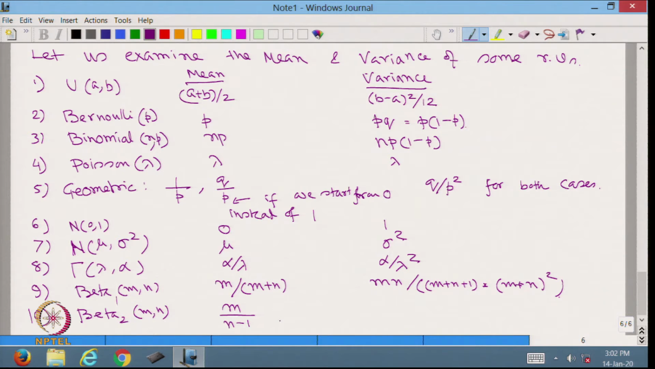This we have computed in the class, when n is greater than 1, and the variance is m into m plus n minus 1 upon n minus 2 into n minus 1 whole square, if n is greater than 2. I suggest that you keep these values at your fingertips for easy recollection and use.